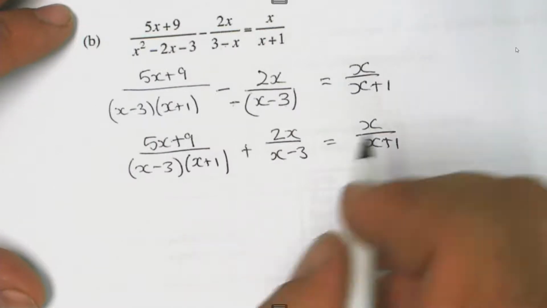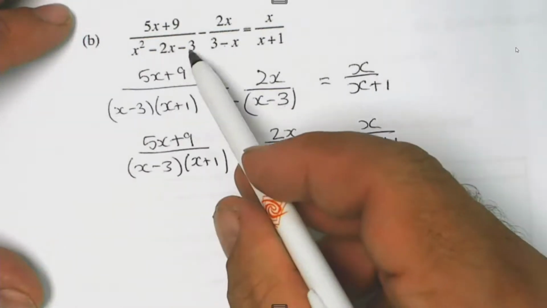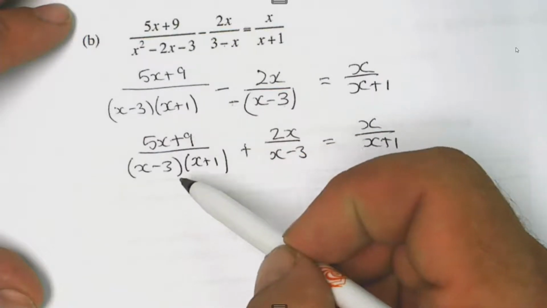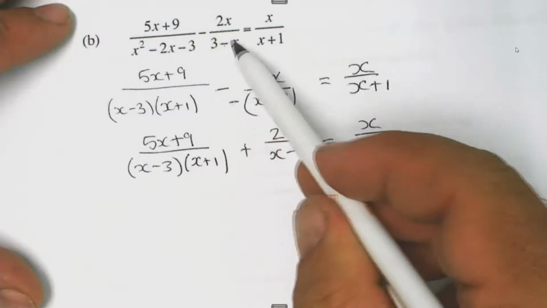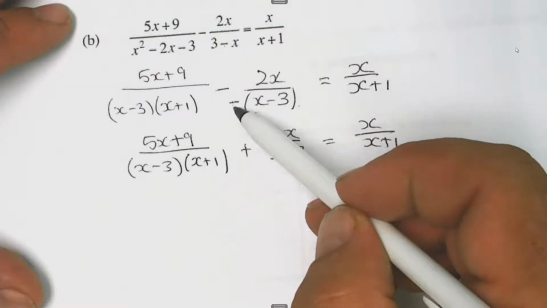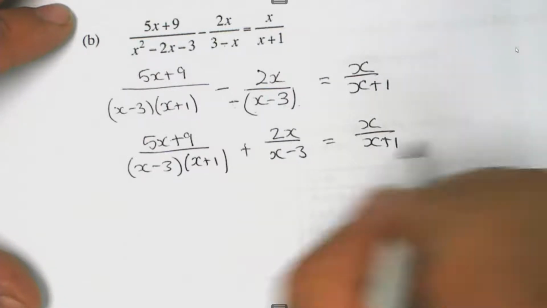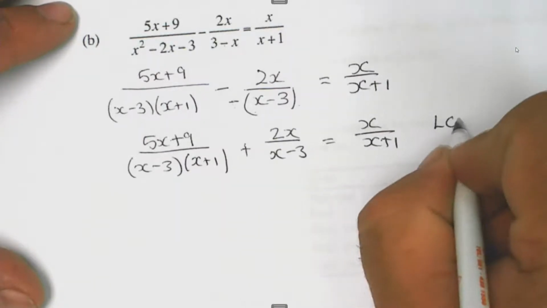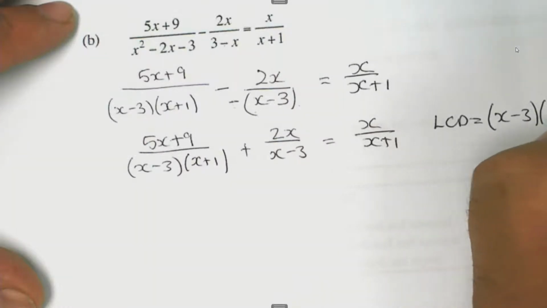Now we can find the LCD. You first need to factorize and then find the LCD. In this case, I factorized and I had to change 3 minus x to x minus 3 by taking out a negative, and the negative became a positive. So multiply each term by the LCD. The LCD is equal to x minus 3 multiplied by x plus 1.